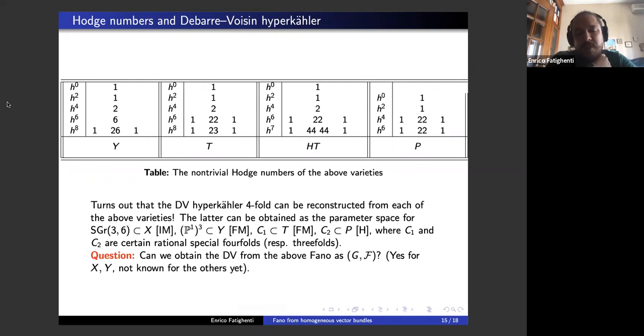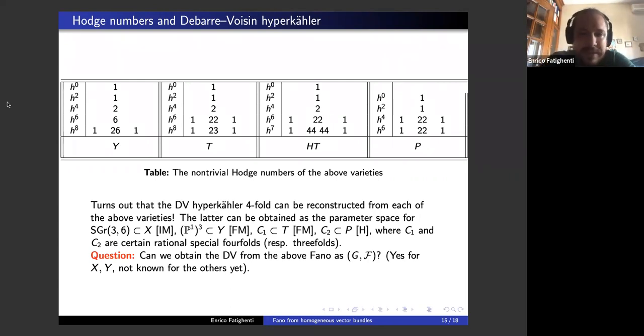But then we had some sort of alarm, and the alarm started to sound when we saw that basically we were able to associate to all these varieties the same hyperkähler fourfold, which in fact is the Debarre-Voisin hyperkähler fourfold, the one already mentioned above, linked to the Grassmannian 3/10 and Grassmannian 6/10. And in fact, one is able to describe this Debarre-Voisin hyperkähler fourfold as a parameter space for the copies of the symplectic Grassmannian 3/6 contained in X. This is already contained in the original work by Iliev and Manivel, or as the space of P1 cubed in Y, so this Y here, this by myself and Giovanni Mongardi, or as the space of some special rational fourfolds or threefolds contained in T and P, and T once again is me and Giovanni, and P is Frédéric Han.